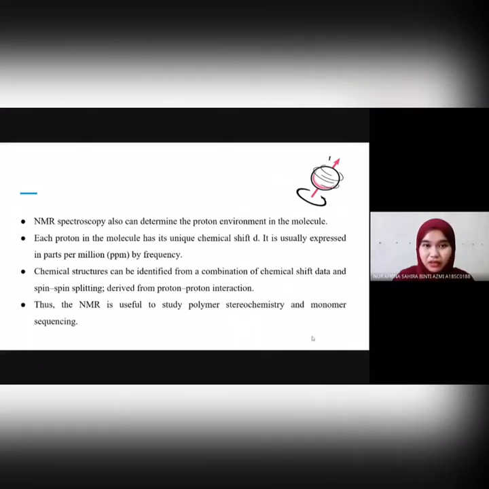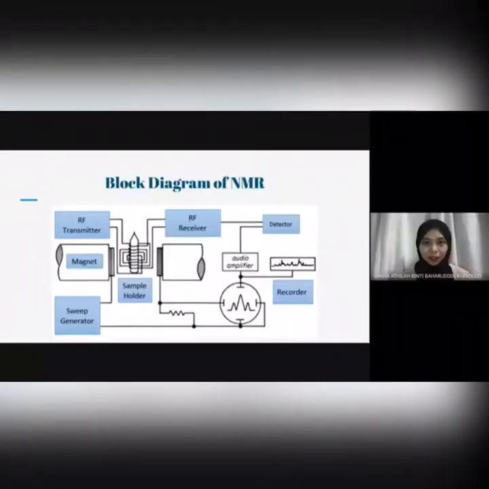Each proton in the molecule has its unique chemical shift. It is usually expressed in parts per million by frequency. Chemical structures can be identified from a combination of chemical shift data and spin-spin splitting that is derived from proton-proton interaction. Thus, NMR is useful to study polymer stereochemistry and monomer sequencing. So that's all for the introduction part. Thank you. I'm going to talk about the block diagram of an NMR.